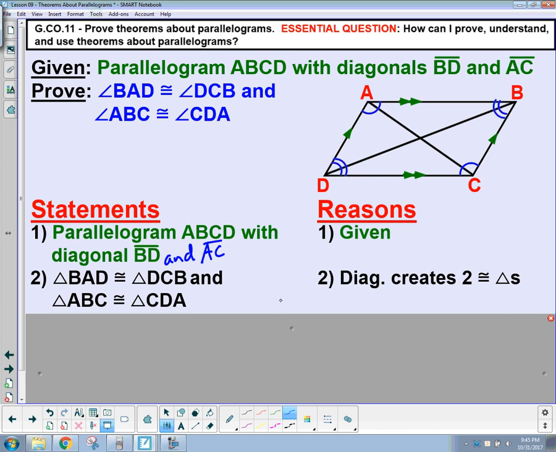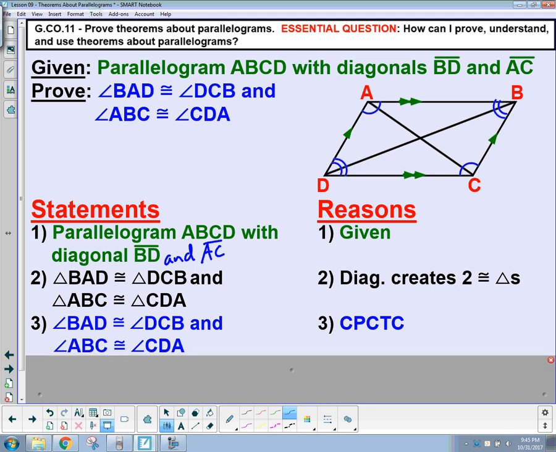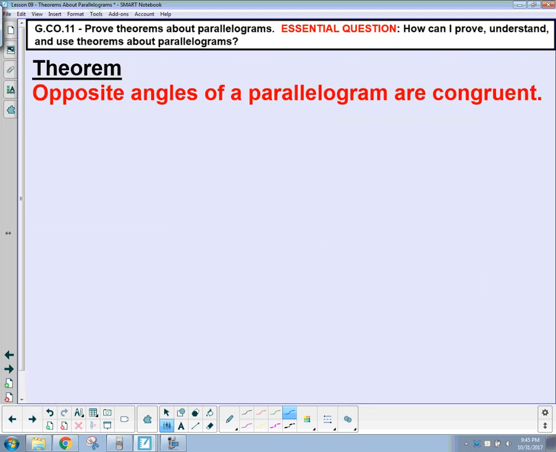Again, these letters help distinguish which triangle we're looking at. And as we scroll down, again, I'm taking the lazy path. Angle BAD is congruent to DCB, and angle ABC is congruent to CDA because of CPCTC. In hindsight, we pretty much proved that opposite angles of parallelograms are congruent. Be keeping these in mind because this is going to help you solve the worksheet and future problems down the road.